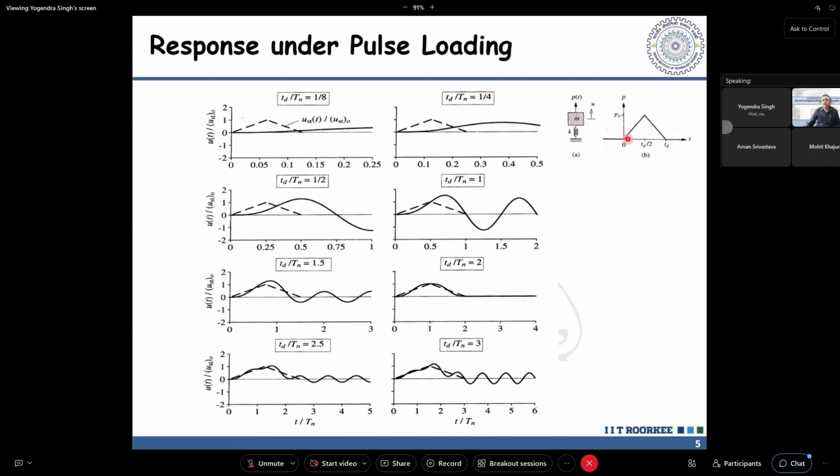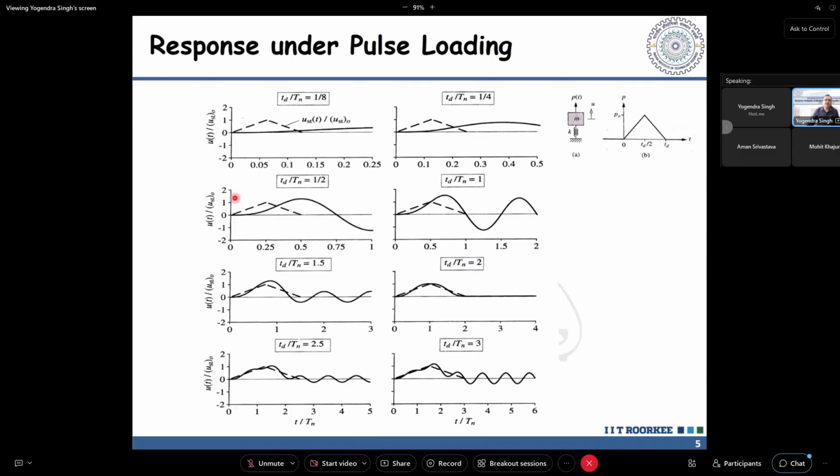It will be going up like this, then it will be coming back, and then it will go in the negative direction, and then it will come back. So that much will be the one cycle. So it is something like the half period of this loading wave. So when TD by TN is equal to 1, in that case, we can see that the period of the loading and the period of the structure are matching.